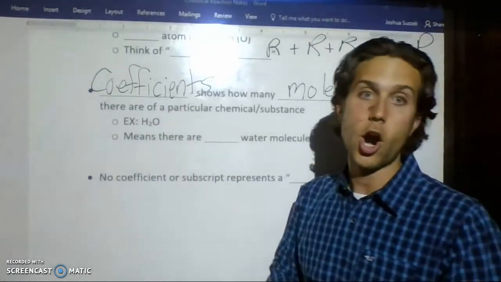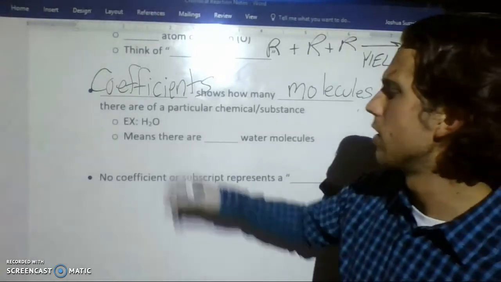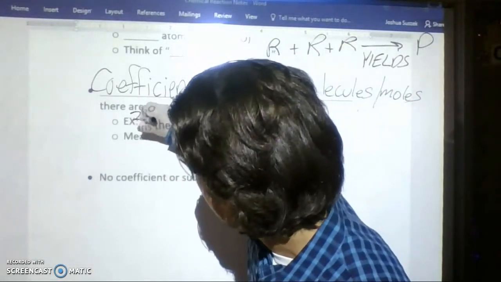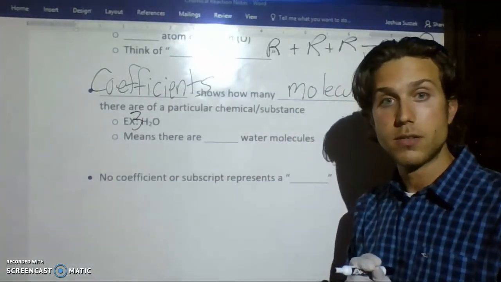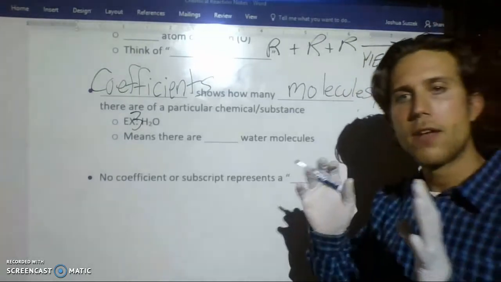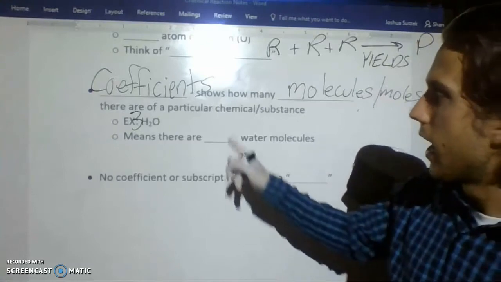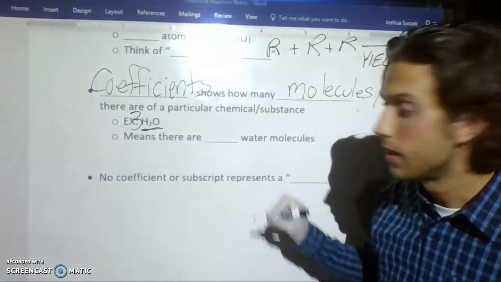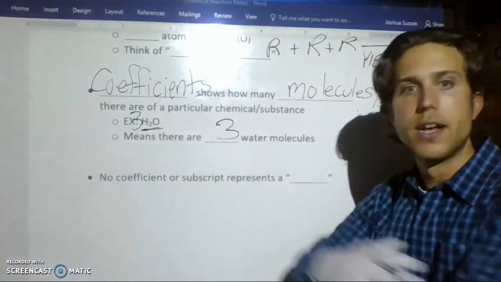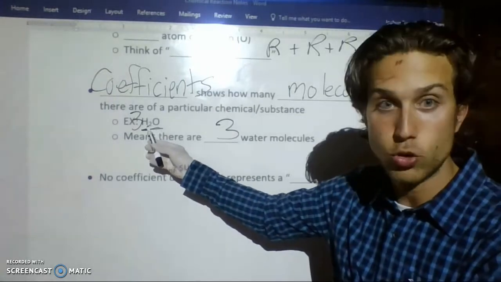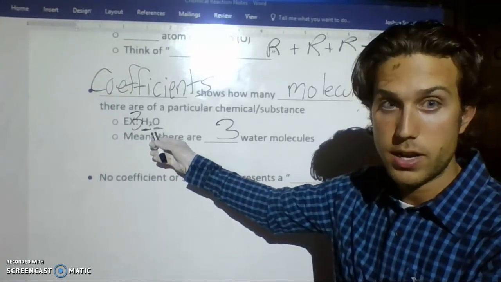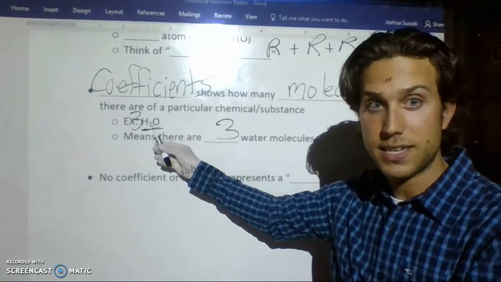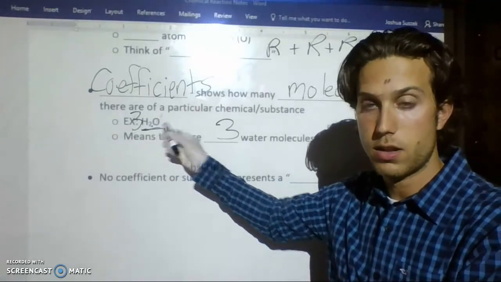Going back to our water example, I actually made a mistake. Your paper has a three out front. What's that saying? That three out front, the coefficient, tells us how many molecules we have. We have the water molecule, and there are three of them in this case. We still have a little two for hydrogen atoms, but now we have six hydrogen atoms and three oxygen atoms.